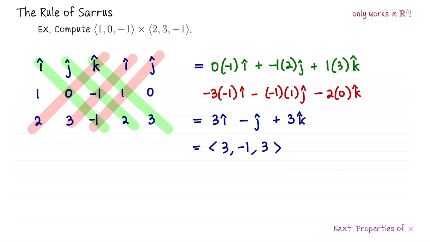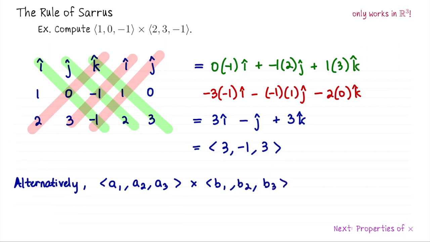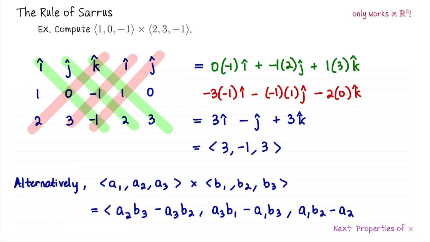Let me just write down a formula that some students prefer to memorize, but I think it's a little bit risky. So alternatively, if I want to cross two vectors, say vector A has components A1, A2, A3, I cross that one with the vector B, which has components B1, B2, B3. Then the result is A2B3 minus A3B2. A3B1 minus A1B3, that's in the second component. And then the third component is A1B2 minus A2B1. So if you don't like these more constructional operations, you could just memorize this formula.